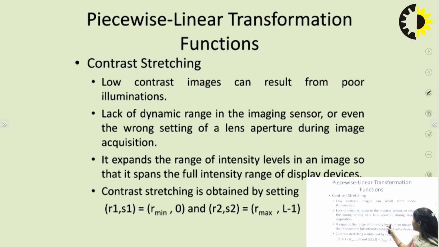It expands the range of intensity levels of the image, so it spans the full intensity range of the display device. Basically, the purpose is to enhance a low contrast image into a high contrast image. This is the formula for contrast stretching, obtained by setting R1, S1. Actually we have a piecewise transformation. We have the lower point from where we start, that is the R1, S1 point, where R1 is the input and S1 is the output contrast. So R min comma 0 and R2, S2 will be converted into R max comma L minus 1.